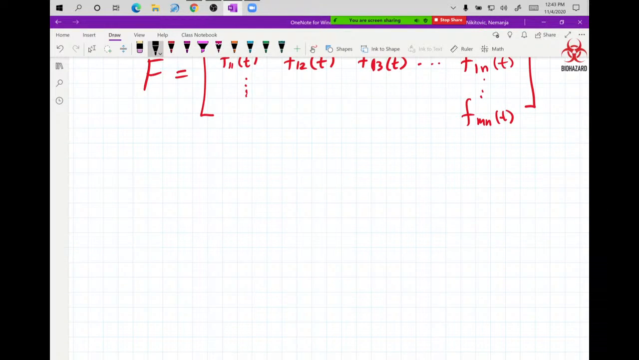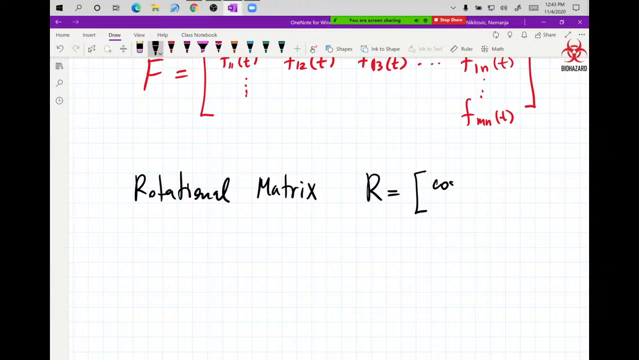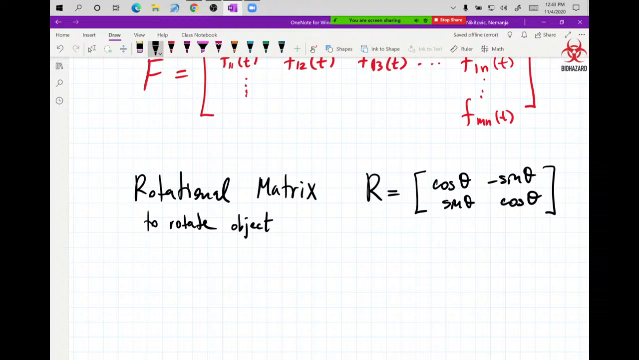So this is, again, not the outcome for differential equations, but it's an example of what a matrix valued function is. So, rotational matrix R equals, and then you have your cosine theta, negative sine theta, sine theta, cosine theta, where this is the rotational matrix to rotate an object theta degrees.